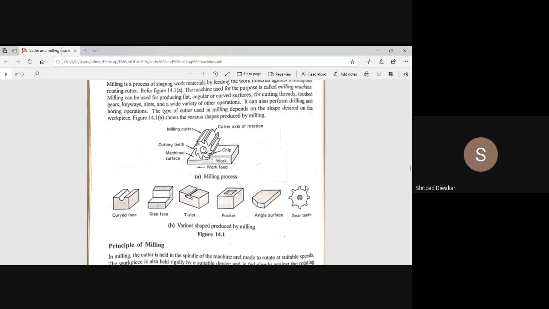Okay, you studied the gear drives in the power transmission device. So the gear cutting is also possible using milling machine. Okay, so these are the variety of operations we can perform in the milling machine. Curved surface means we can do the step cutting. Next, we can perform the T-slot milling, pocket cutting, angle surface, gear teeth. So these are the variety of the operations. And you see the milling cutter. Okay, this is the nature of milling cutter, having the multi-tooth.